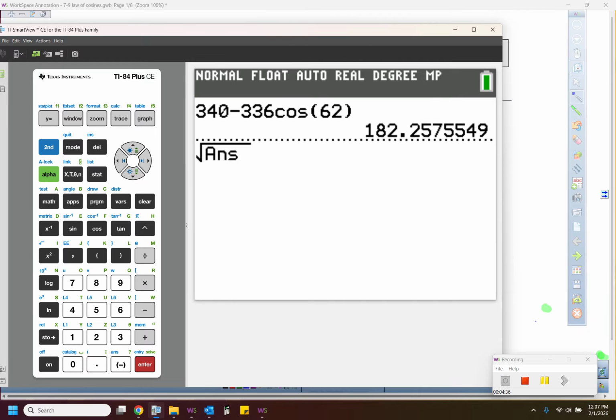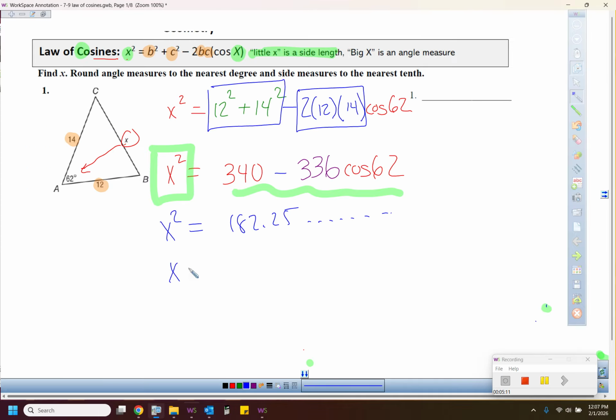And that's what I'm looking for, about 13.5. So x was about 13.5. So we'll sub in, we'll clean up what's in the boxes, and then we'll write this long little bad boy of what x squared is, and then we'll square root him, 13.5 approximately in that case.